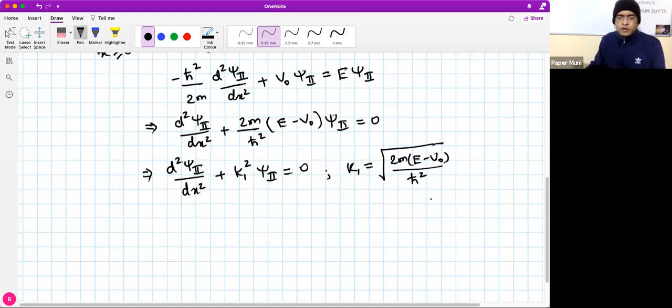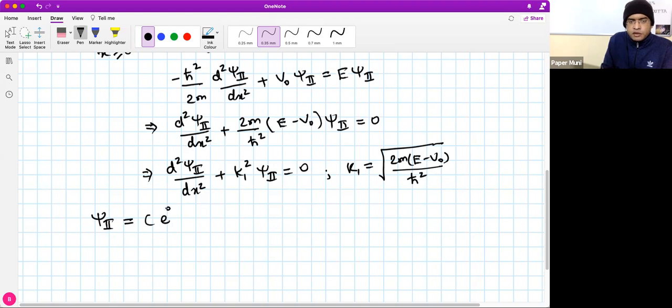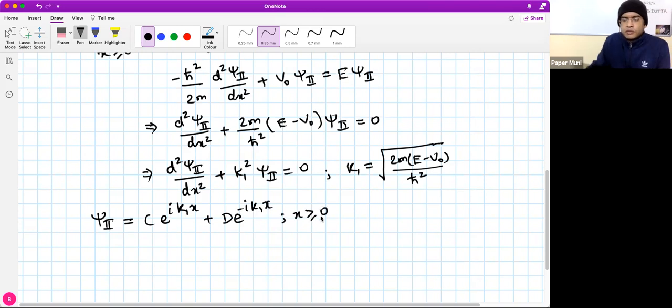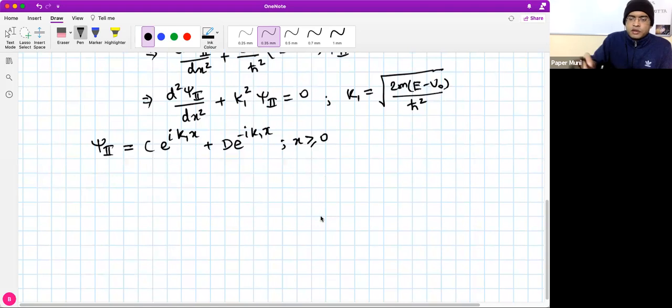Now the solution to this equation will be the following. This is psi 2 equals C e^(i k1 x) plus D e^(-i k1 x), where x is greater than or equal to 0. So this is the wave function in the second region. Let's mark it.